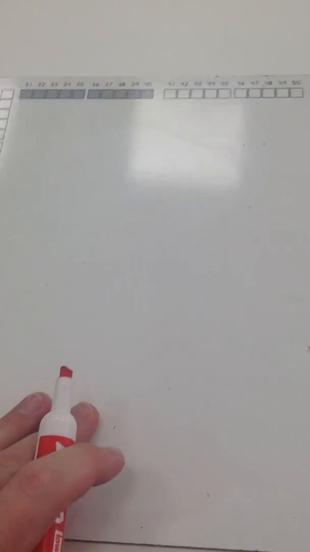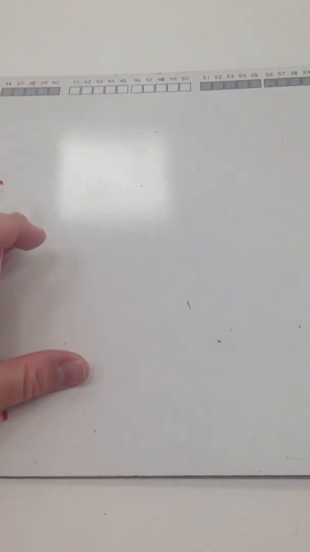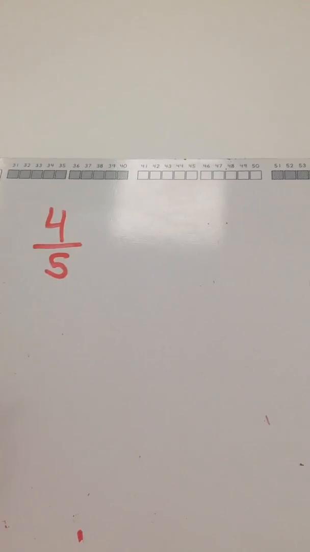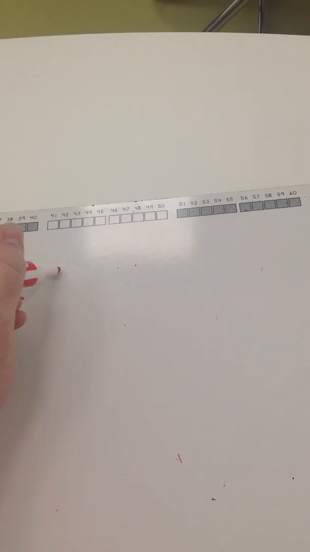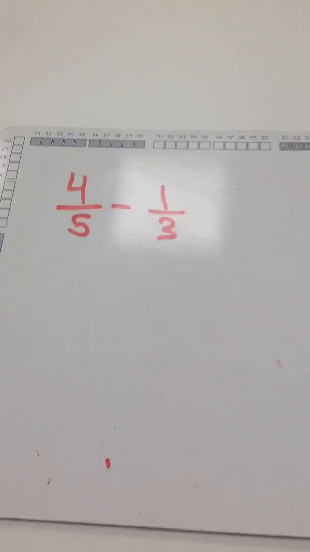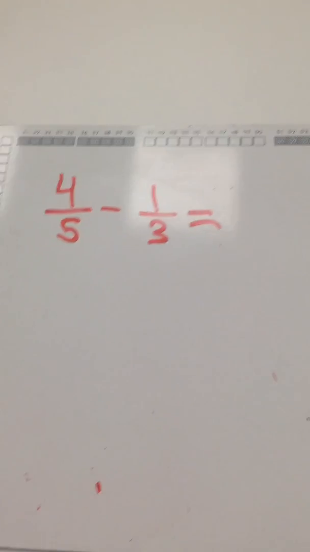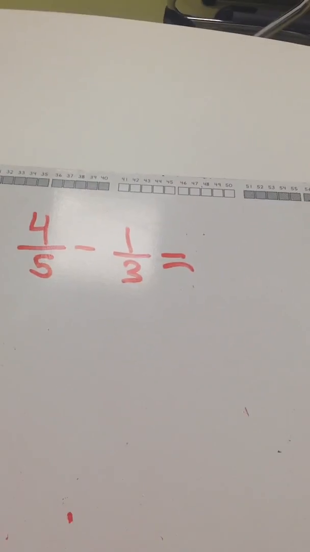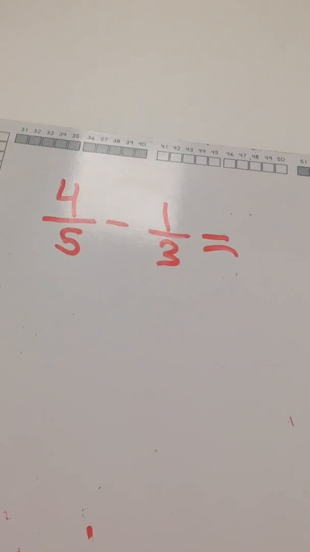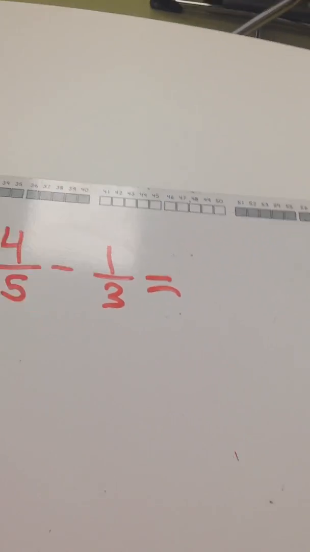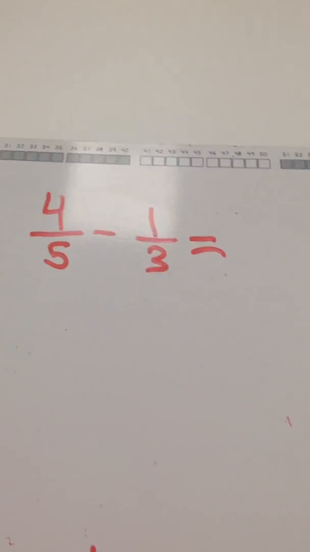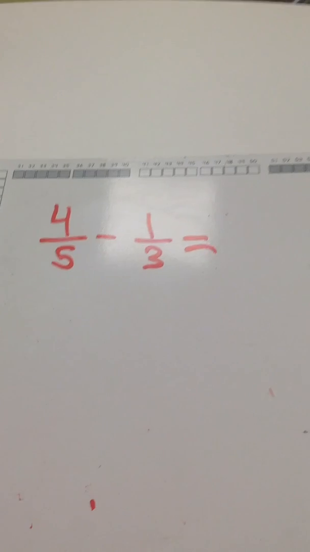See if you can do that, and then you can unpause the video and I'll solve it. So here's the problem. I want you to do 4/5 minus 1/3, okay, equals something. So right now, pause the video and try to solve this problem. Because when you unpause it, I am going to show you the answer. So pause it now and solve. Go for it.